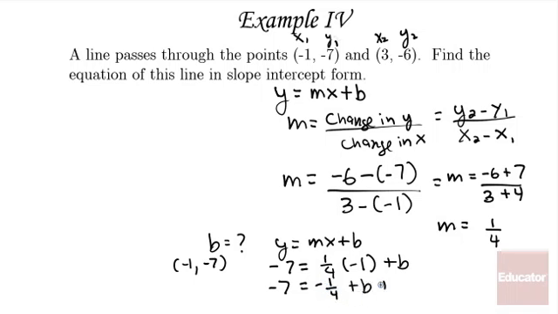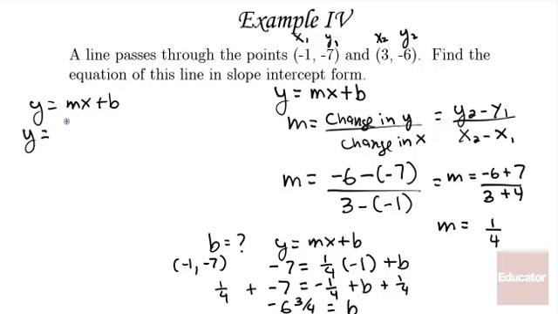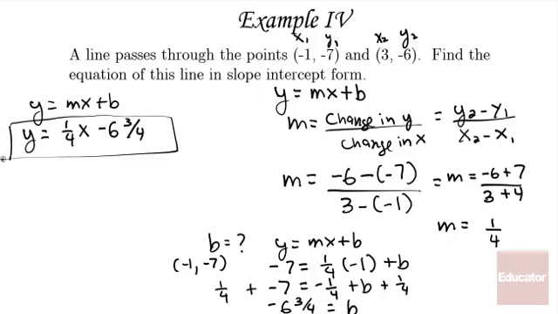To isolate b, I'm going to add 1/4 to both sides of the equation, which will give me negative 6 3/4 equals b. Now, I can finally write the equation describing this line, y equals mx plus b, in slope-intercept form. y equals the slope, which is 1/4 x, plus b, which is negative 6 3/4. Therefore, the equation that we were looking for is y equals 1/4 x minus 6 3/4.